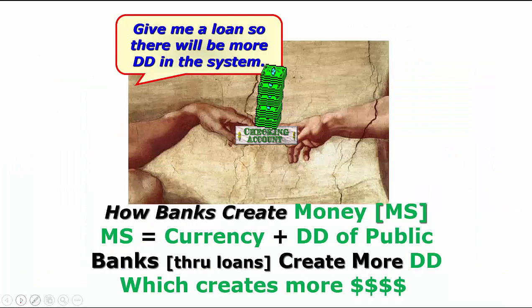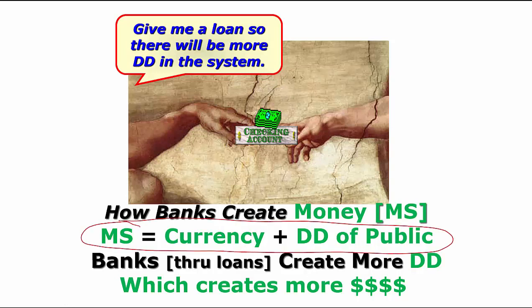So first, let me remind you, when we talk about the money supply, we're talking about currency. Remember, that's paper notes and coins, plus the demand deposits of the public. Okay, demand deposits are checking accounts. Don't forget that. Checking accounts.